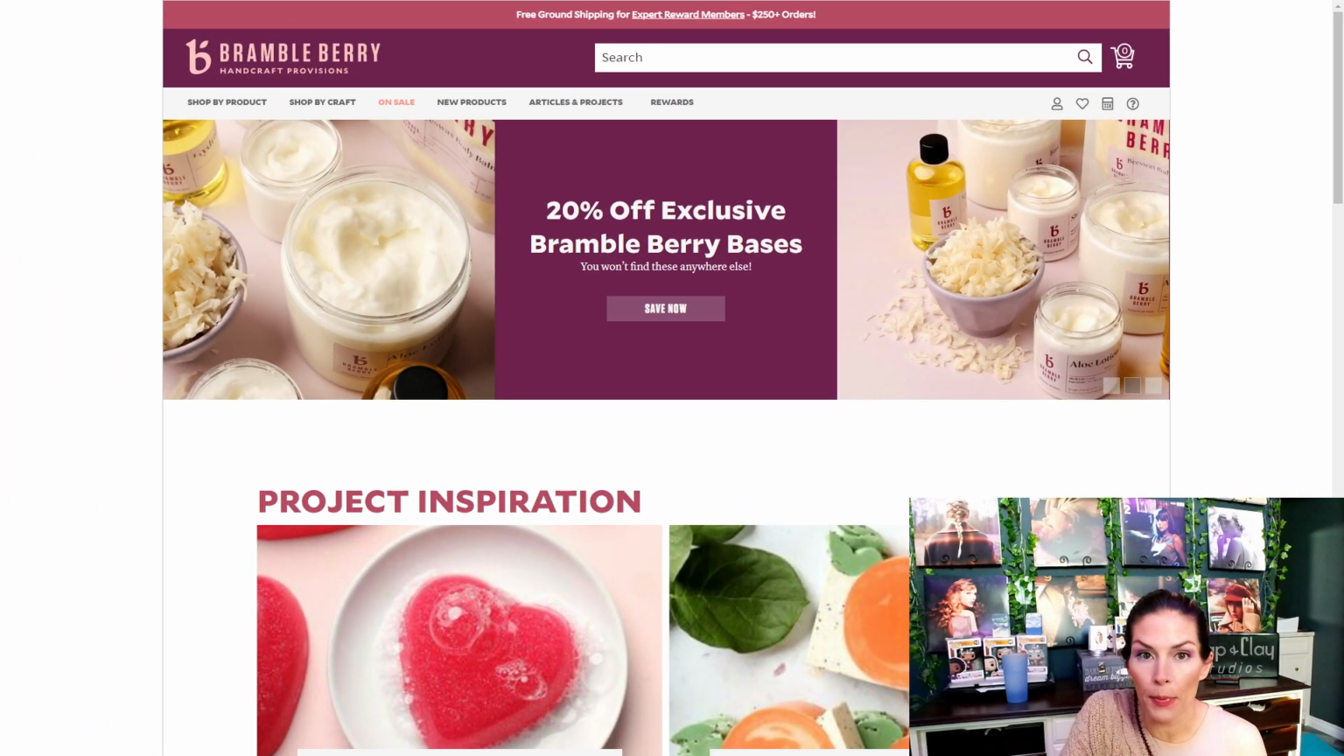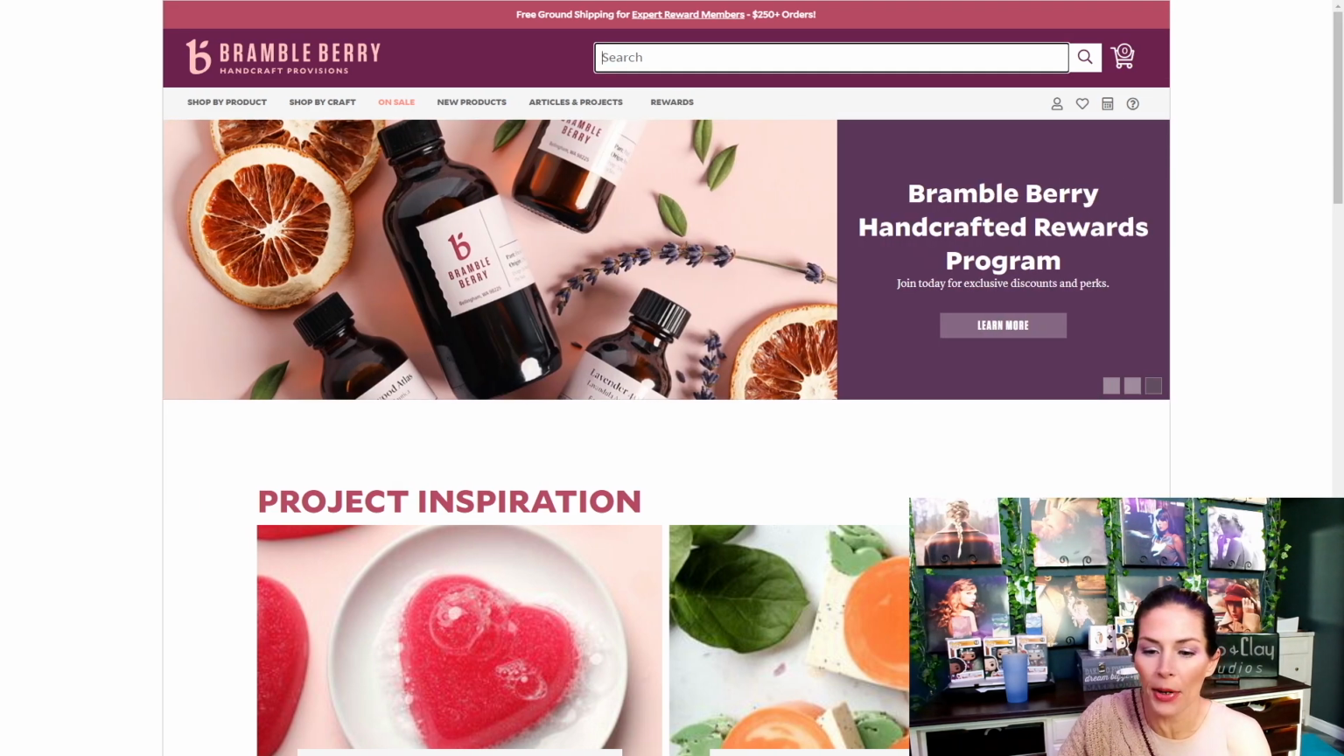Okay, so first up we have Brambleberry, and I don't ever like really shitting on Brambleberry, but I seem to do a lot of it recently, and unfortunately it doesn't feel like they're getting any better. So this is going to be an example of a website that I do not recommend finding your extracts on, and I'm going to tell you why in just a second, as soon as I get my keyboard over here.